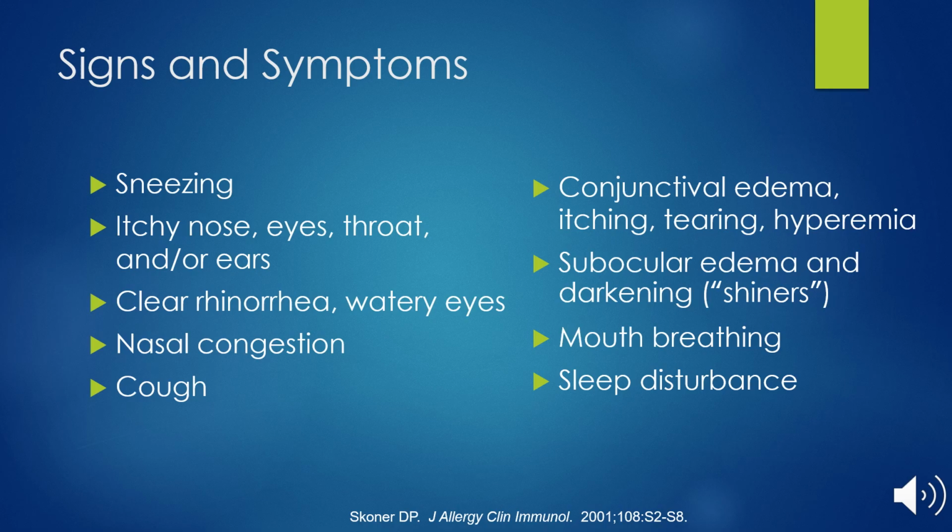Typical symptoms of allergic rhinitis include things like sneezing, itchy nose, itchy eyes, throat or ears, clear rhinorrhea, so like clear fluid draining from the nose. That could be out the nose or postnasal drip, watery eyes, nasal congestion, cough, conjunctival edema, itching, tearing, or subocular edema or darkening. That's called shiners, or mouth breathing and or sleep disturbances.